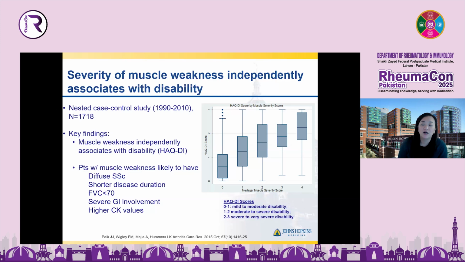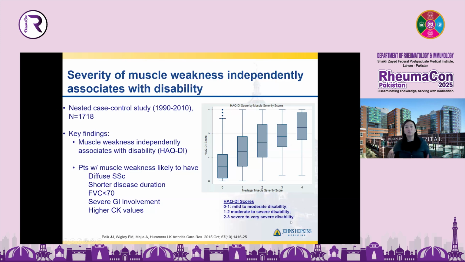And what was interesting to us was that for every 1 point of increase in the muscle severity score that we capture in our database, and basically this means 0 means there's no proximal weakness at all. 1 is mild, 2 is moderate, 3 is severe, and then 4 is you actually require a cane or an assistive device. And as you can see here, for every point of increase, the disability score markedly increases almost linearly. And you can see 2 to 3 is a marker of very severe disability.